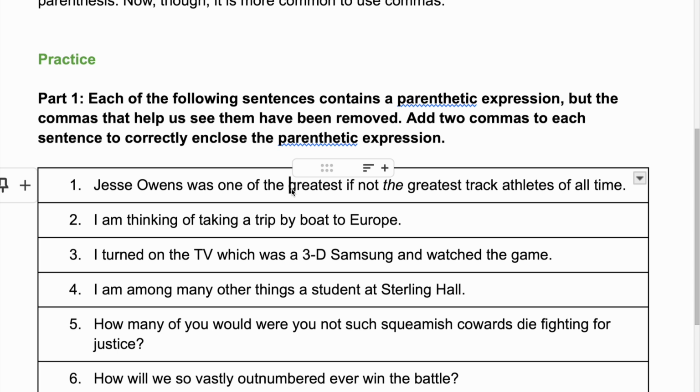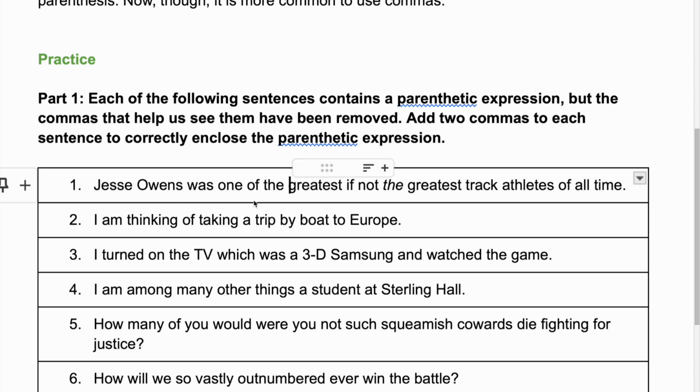Jesse Owens was one of the greatest, if not the greatest, track athletes of all time. So this sentence right now isn't really making sense, and we need to add 2 commas. So let's give you a second to see if you can do it. So the first step is going to be identify the part of the sentence that you think is the parenthetic expression, and the second will be to mark where you want to put the commas.